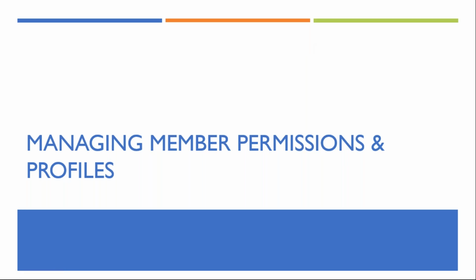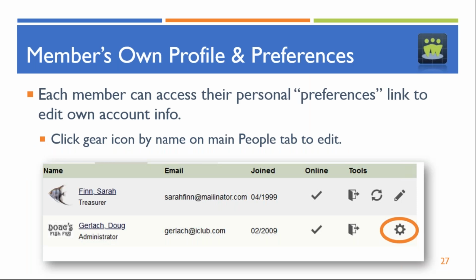So we're going to next talk about managing member permissions and profiles that we keep talking about. These are set on a per member basis. There is a default set of permissions that all members have, and they can be tweaked for any member. Now, every member has control over their own profile. When they look at the people page, they'll see a gear icon on the far right. That's how they can edit their own personal preferences, upload a photo to their profile, and enter their personal information by clicking on that icon.